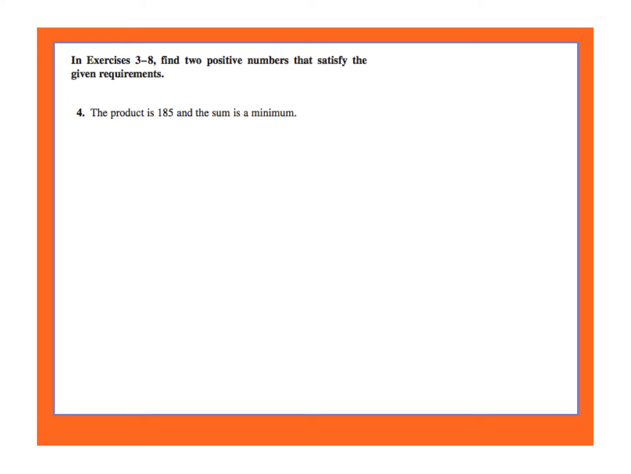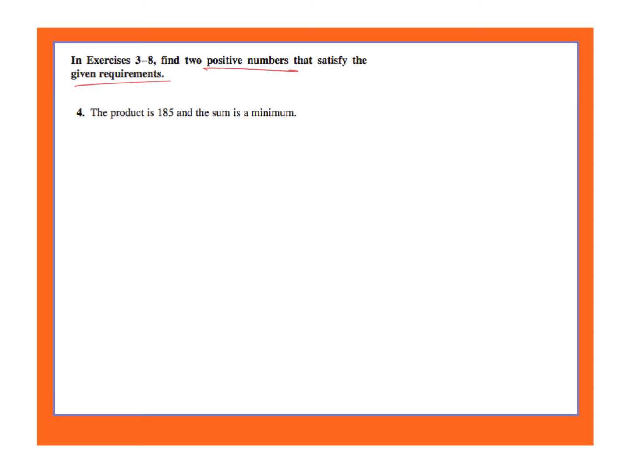All right, here we go. So this first one, we're going to find two positive numbers that satisfy the given requirements. The product is 185, and the sum is a minimum. Well, let's break it down. How do we get a product? We multiply. So two things being multiplied is 185.